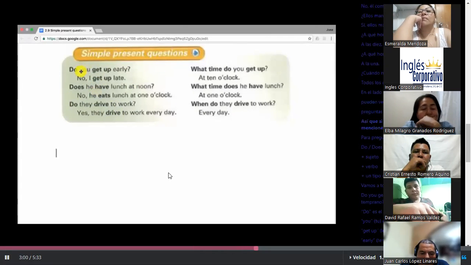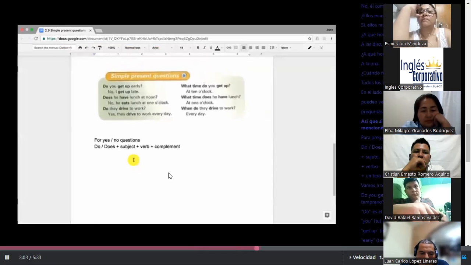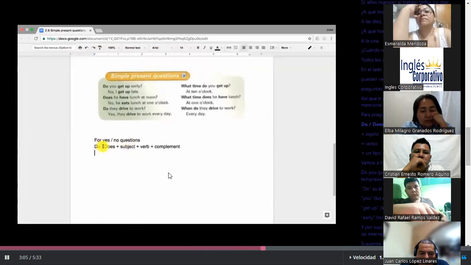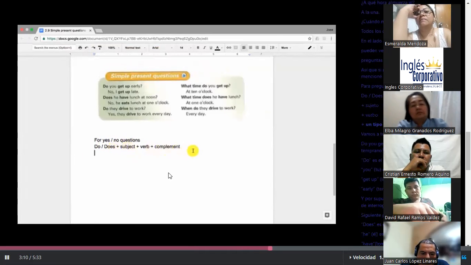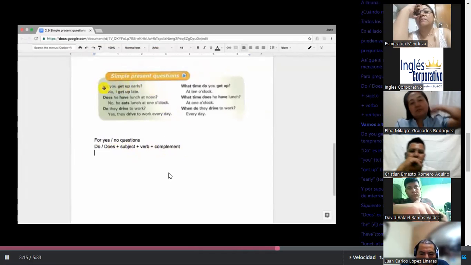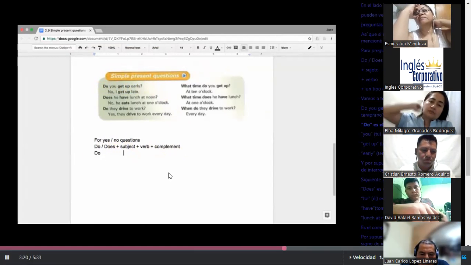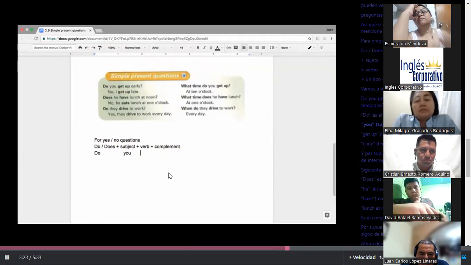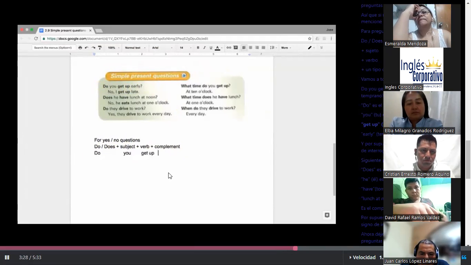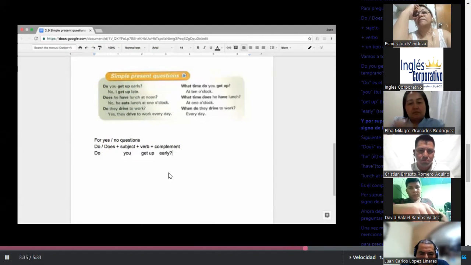On the left side of the chart, you can see yes or no questions. If you recall the formula I mentioned a minute ago: do or does, plus the subject, plus some kind of verb, plus a complement. We're going to take the first example. Do you get up early? Do is the auxiliary verb. You is the subject. Get up is the verb. And early is the complement. And of course, we need to add a question mark at the end.